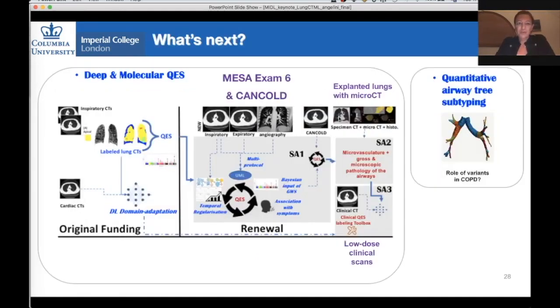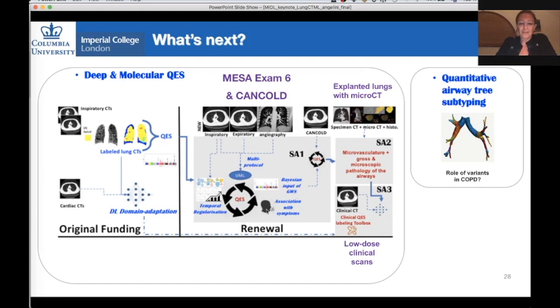So now I will conclude in two parts. First, what's next? Well, with the renewal of our NIH grant, we are now looking at what we call deep and molecular QES. We're working with the latest generation of MESA exam called MESA exam 6. With that, we are first looking at adding some temporal regularization in the labeling of our QES. Then we will move toward deep QES by adding information from expiratory and angiography CT scans now available in the MESA cohort. And then moving on from deep QES to molecular QES by adding genetic information.